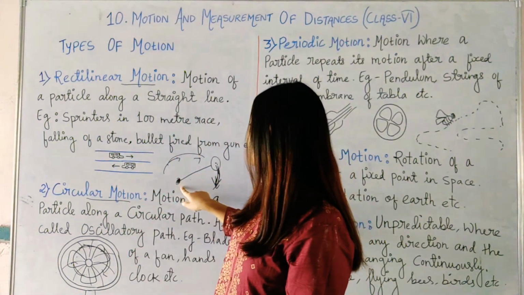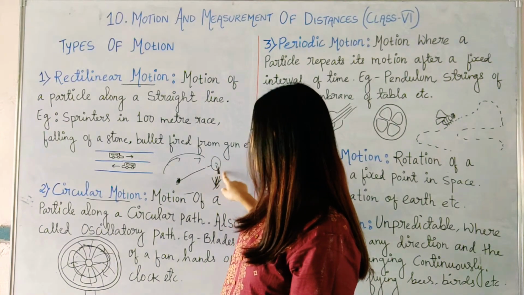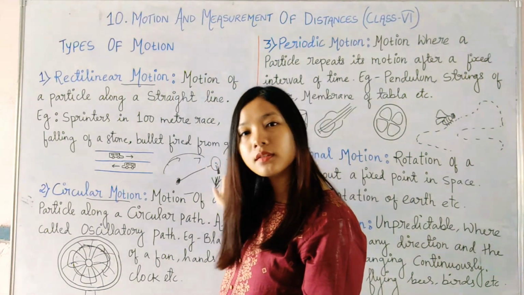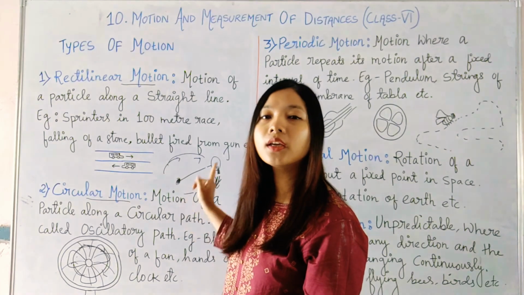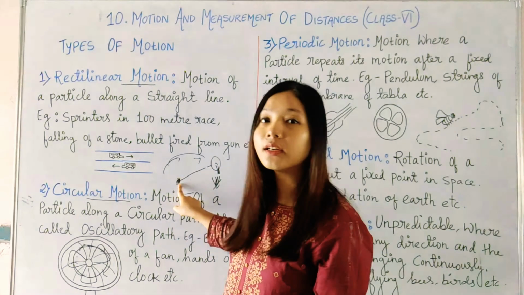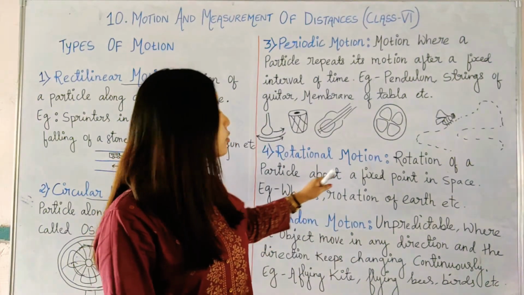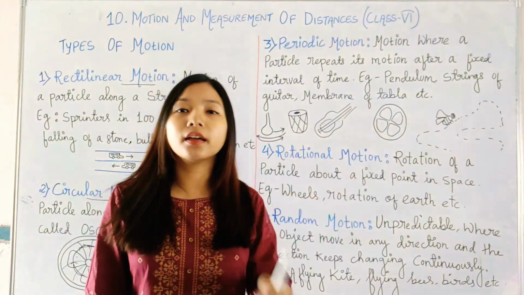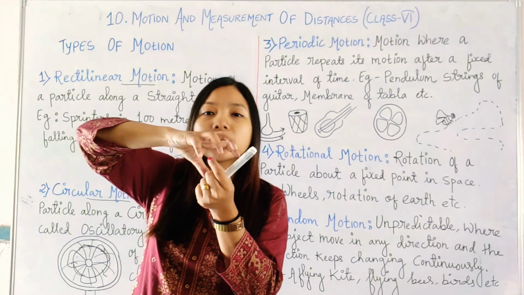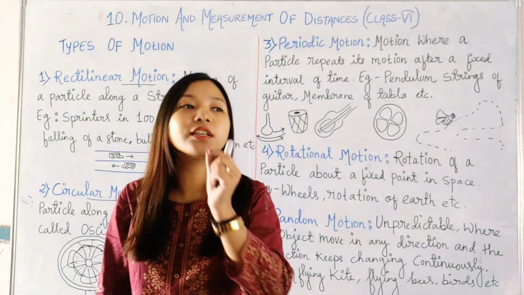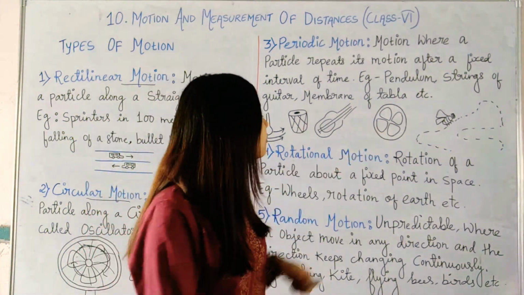Here, this center is outside the object. This is the object, but the path it is following, the center of the path is here. It is away from, out of the object. But in rotational motion, you will always find that the center about which rotation is taking place will be inside the object. For example, a wheel.